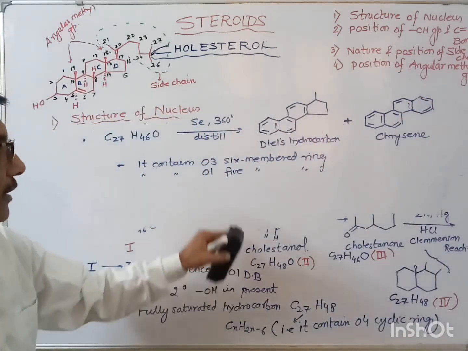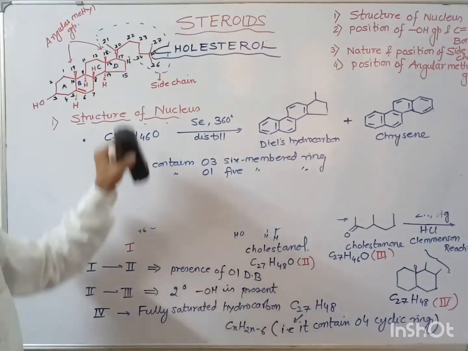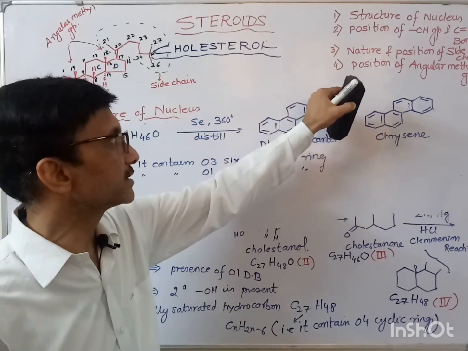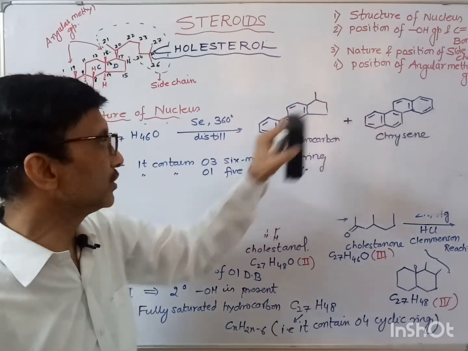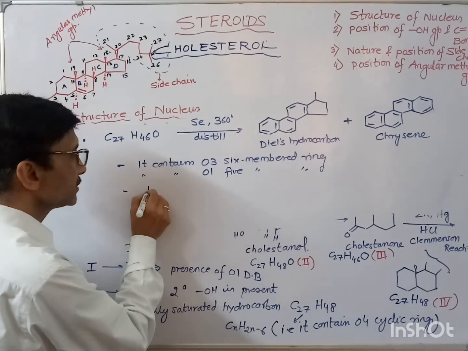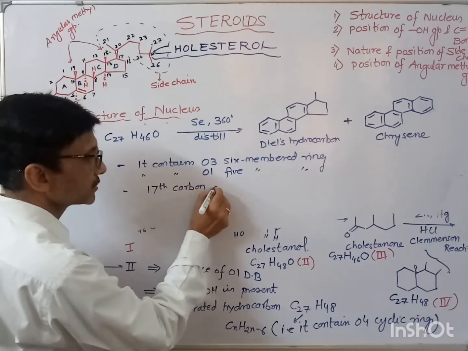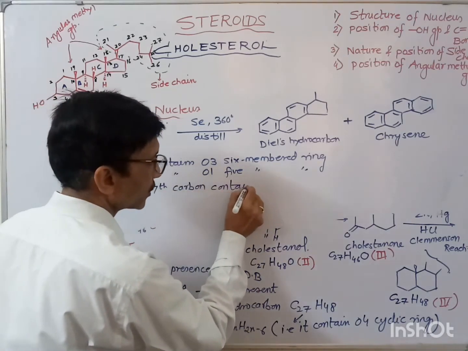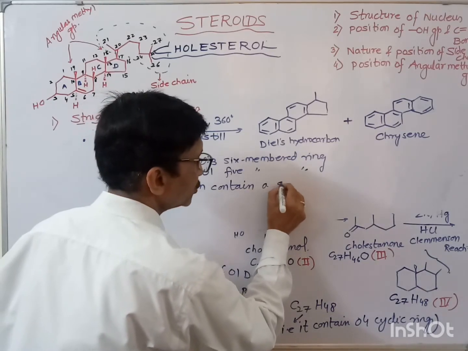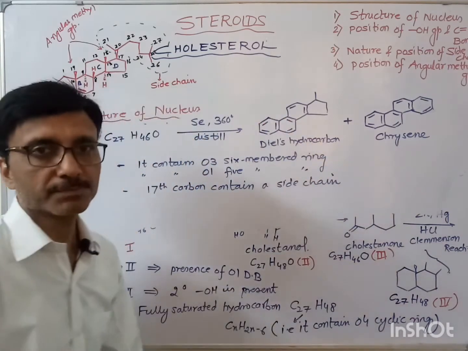Another thing that we may draw is that at the 17th position one of the side chains is present, because this Diels hydrocarbon contains one methyl group at the 17th position. So it also tells us that the 17th carbon may contain a side chain. This conclusion can be drawn from this particular reaction.